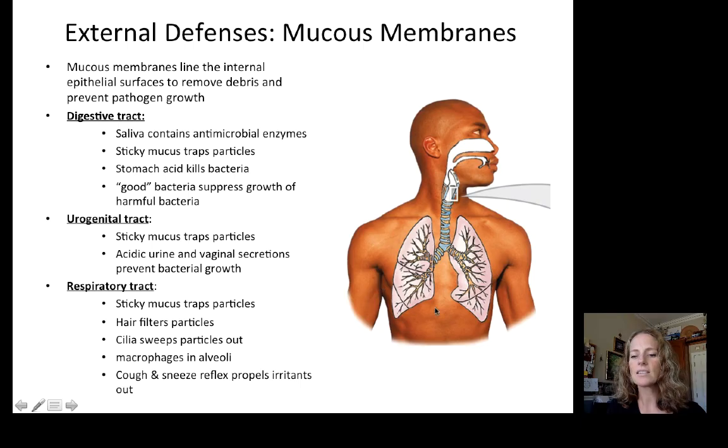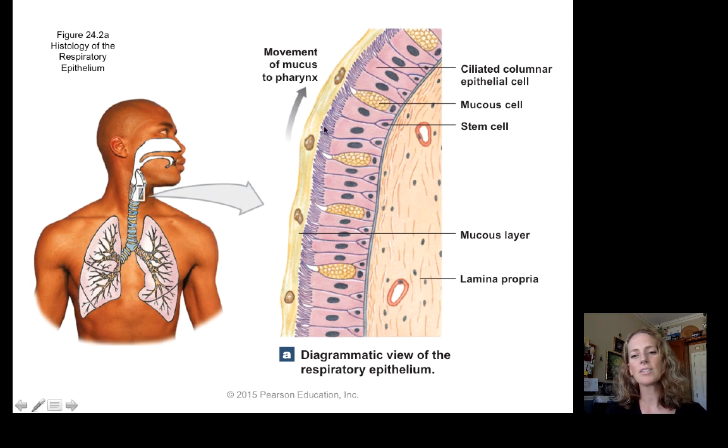If something gets down into the respiratory passages, way down into the air sacs, there are macrophages in the alveoli that will help to clean up any debris. We also have a reflex in the respiratory system which can propel irritants out. That is the coughing and sneezing reflex that is so uncomfortable when you have a bacterial infection. Here's a picture of the cilia and the mucus trapping the particles, and those tiny hair-like projections that will be sweeping the debris out of the respiratory system.